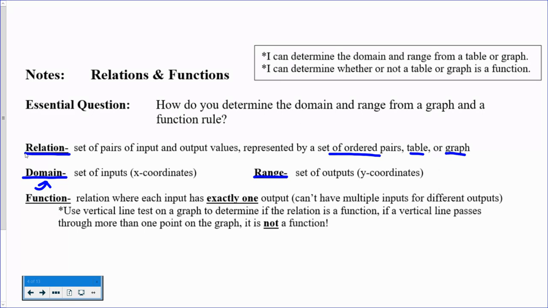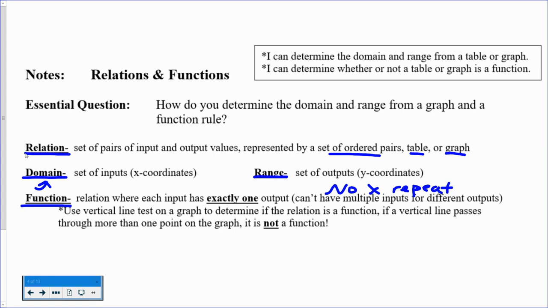All right, so you'll be asked if something is a function. So that would be a relation where each input has exactly one output. So that means you can't have multiple inputs for different outputs, or you can't have any x value being repeated.